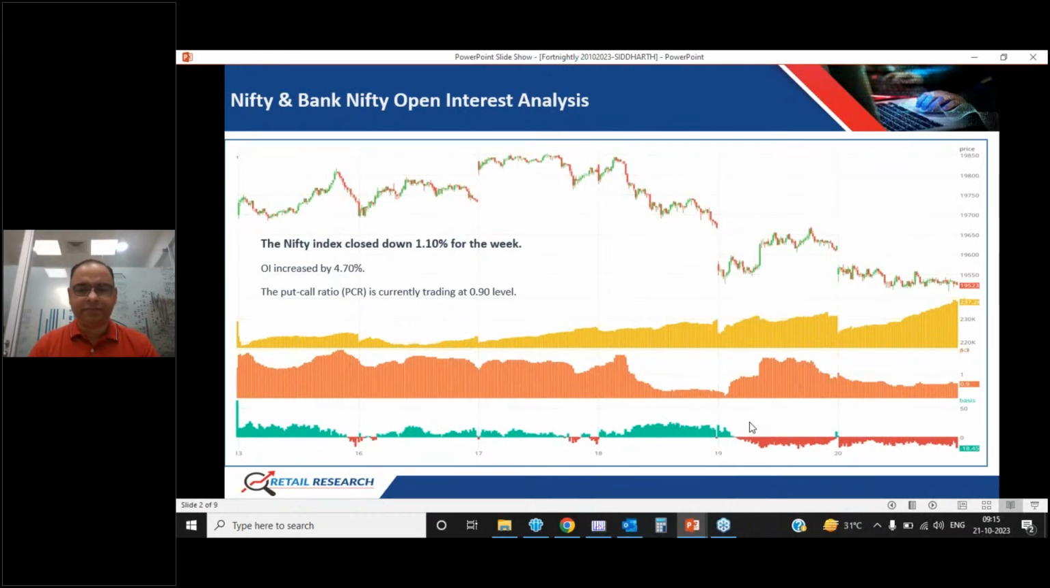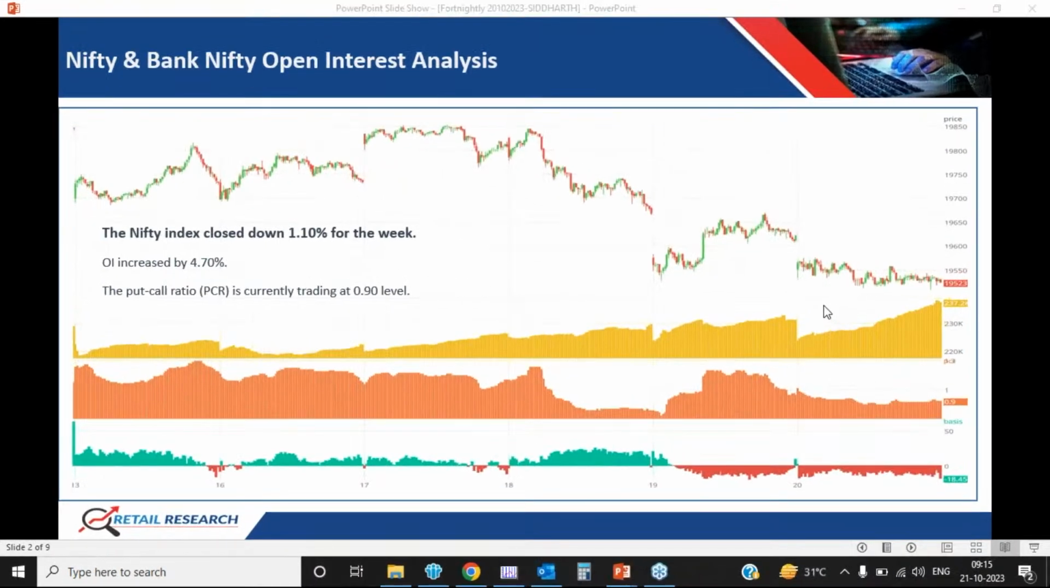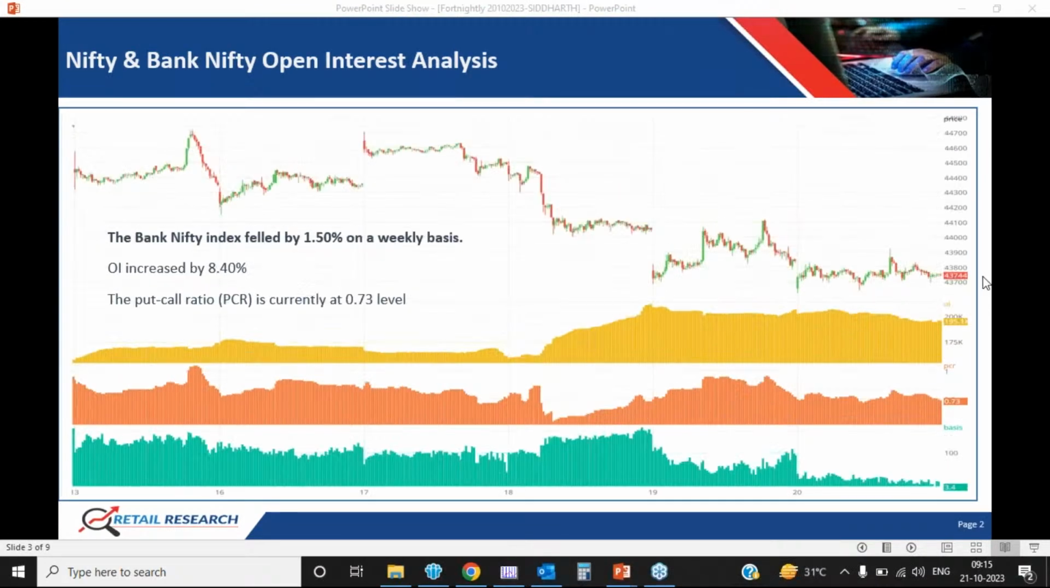Correct. Okay. Good morning, friends. We are going to deep dive into the fascinating world of derivatives with a particular focus on Nifty and Bank Nifty indices, along with some insight into sectoral indices. Let's kick things off by looking into Nifty indices. In the past week, we have witnessed a decline of more than 1.10%.